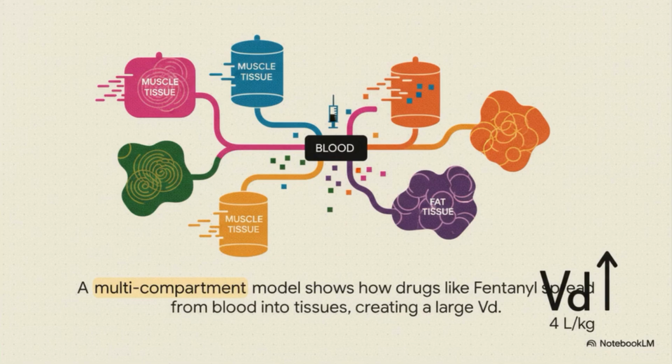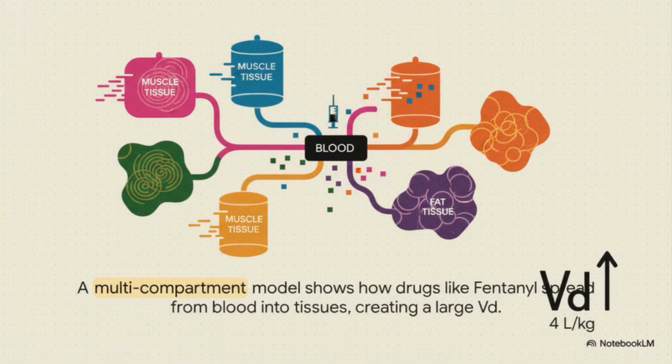Okay, so to manage this whole complex system, we have to rely on models. The source material mentions two types, these very complex physiologic models, and then the more practical compartmental models. Right. The physiologic models are mathematically beautiful. They try to map out blood flow to every single organ, but they're clinically impossible to use in real time. Too cumbersome. Way too cumbersome.